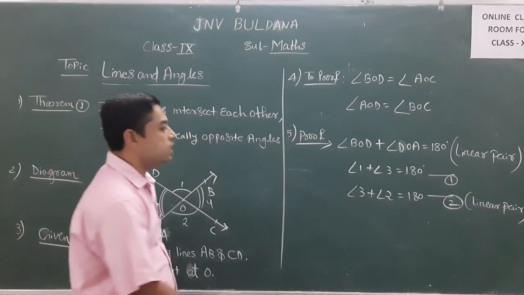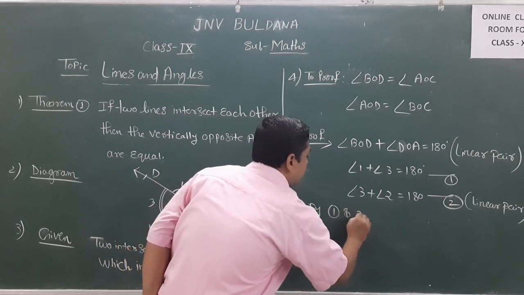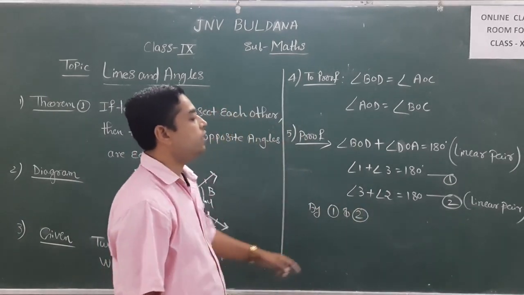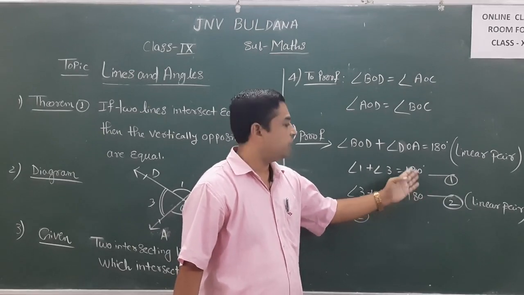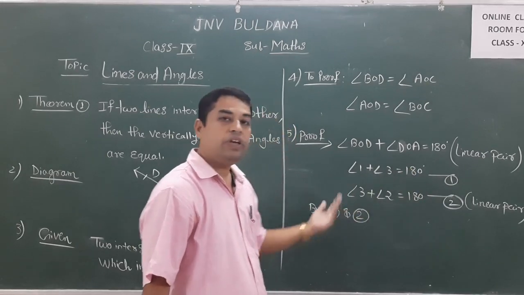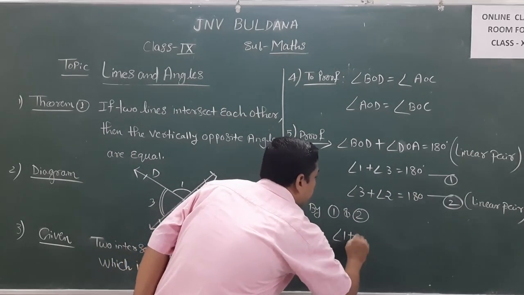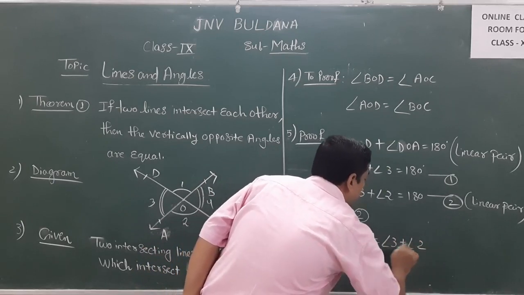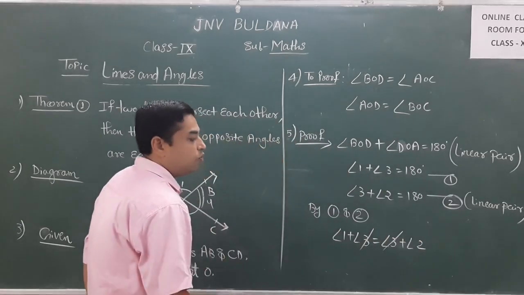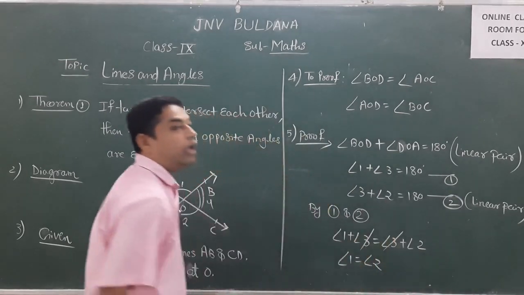Now by first and second, what is our conclusion? Our conclusion is that both are equal: statement 1 is also equal to 180. Their right hand side is equal, so we can write their left hand side will also be equal. So we can write angle 1 plus 3 is equal to angle 3 plus angle 2. Angle 3 and 3 will be cancelled out from both sides, and you will get angle 1 is equal to angle 2.